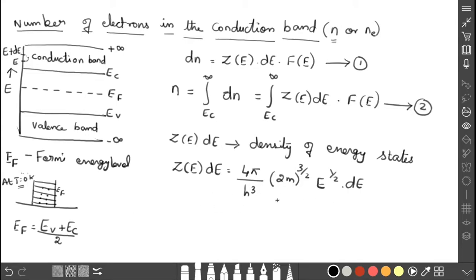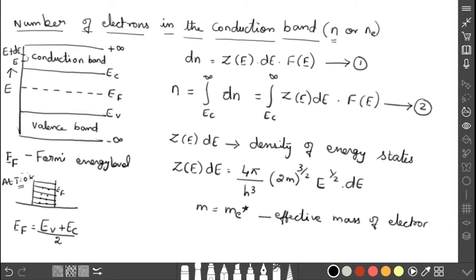Now here I am going to make 2 modifications. What are the 2 modifications? The first modification is m is equal to me star. What is this me star? That is the effective mass of the electron. What is this effective mass of the electron?